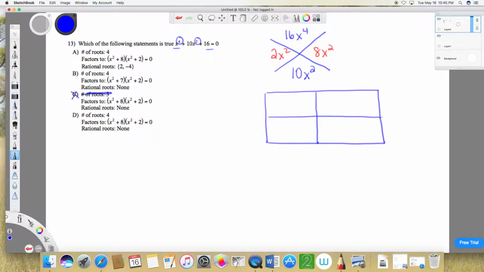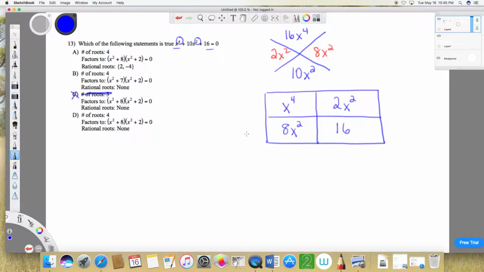In our table, along one diagonal, we just take the first term and the last term from the original equation, x to the fourth and 16. Along the other diagonal, we take the information that we found in our x, and it doesn't matter whether I write the 8x squared in this box or in this box. Just make sure that we write that information along the diagonal.